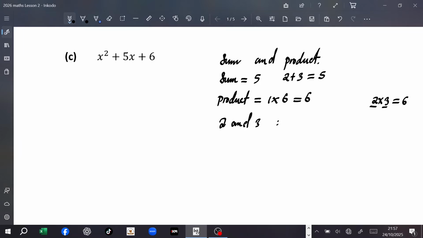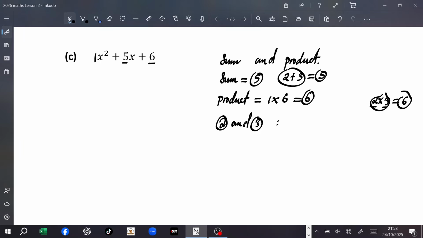So the first thing we did was to find the sum, which is the coefficient of this. Then the second one is to find the product, which is the value that we get after multiplying the coefficient of x squared and the constant, which we got 1 times 6, we got 6 there. Then we look for two numbers which, when we add them, will give us 5, and when we multiply them, will give us 6. And we found that these are 2 and 3. 2 plus 3 will give us 5, and 2 times 3 will give us 6.